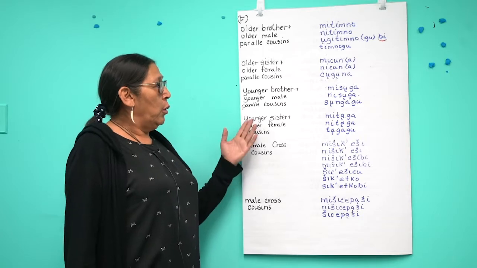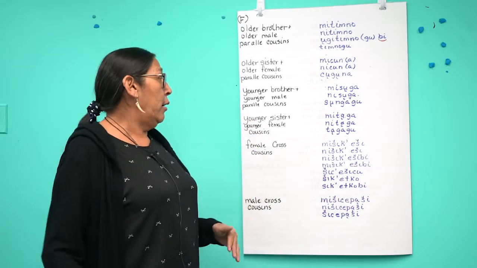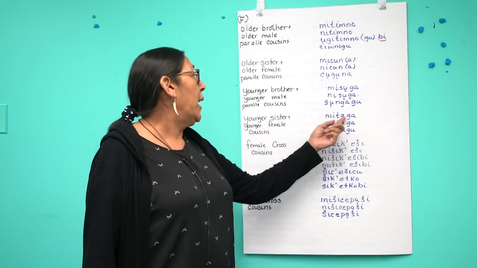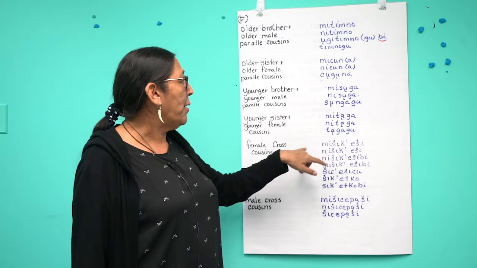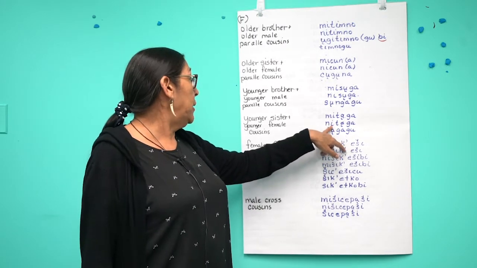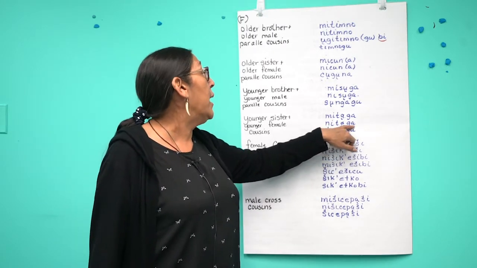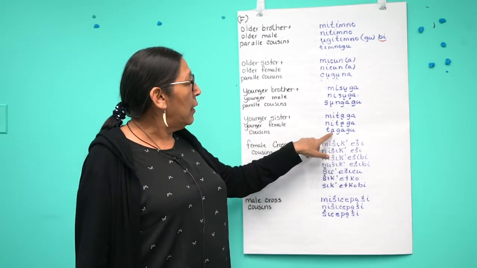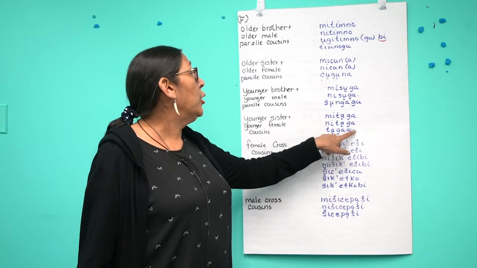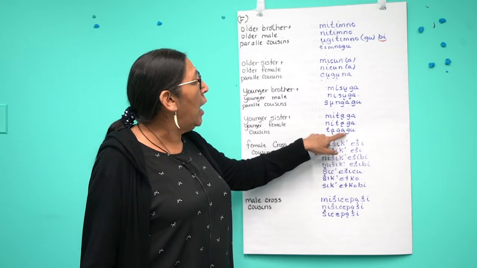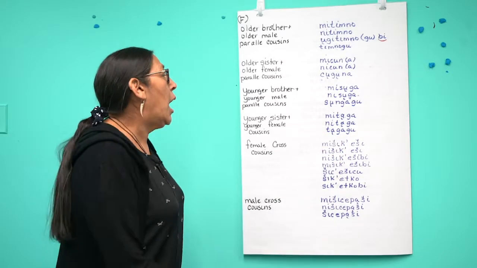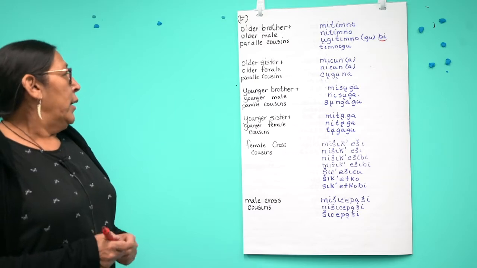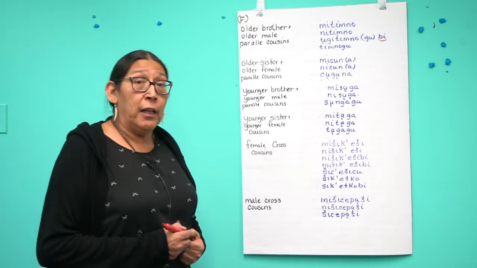Now, we'll go on to our younger sister and our younger female cousins. Mitanga. See, that's a nasalized A. Your younger sister or your younger female cousins are nitanga. Or ours, our female cousins, tangagu. Okay, we're going to go to our female cross cousins.